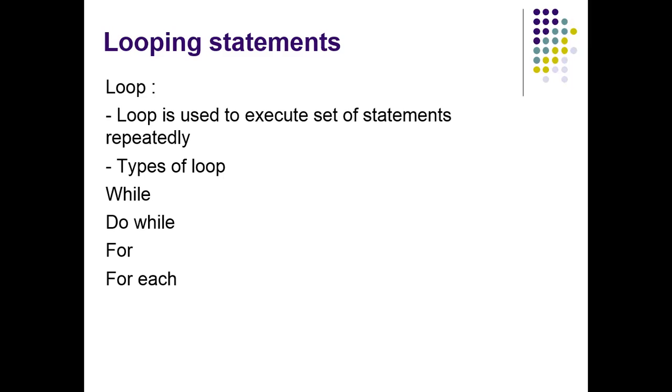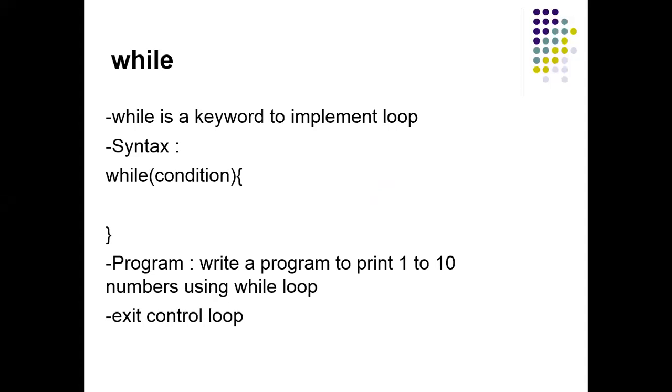There are different types of loop. We will see how we write loops to execute a set of statements a particular number of times. The types of loop are while, do while, and for each. While is a keyword to implement a loop. The syntax for the while loop is: we write the while keyword, then in brackets we write a condition, then an opening curly brace, then the body, and then a closing curly brace. We'll see one example program of how we write a while loop to execute a set of statements a particular number of times.